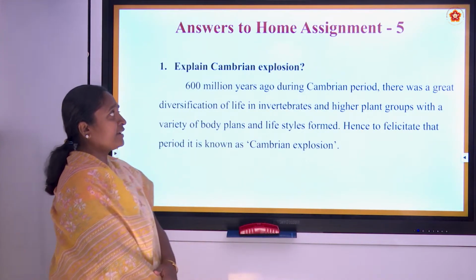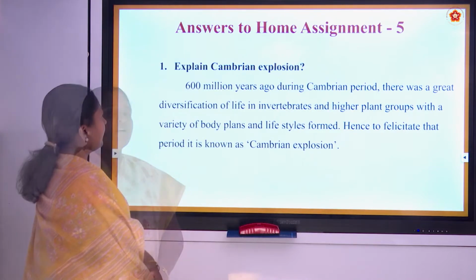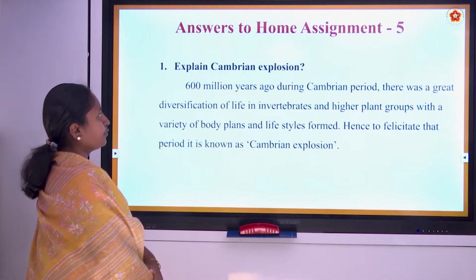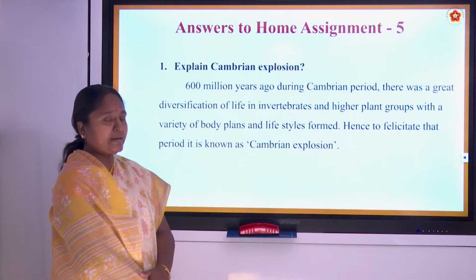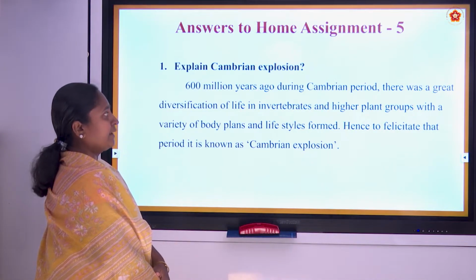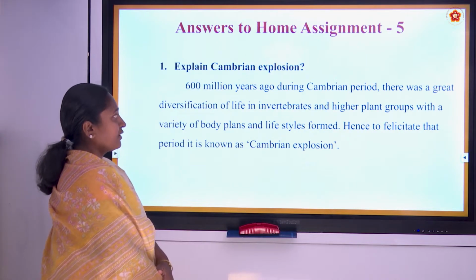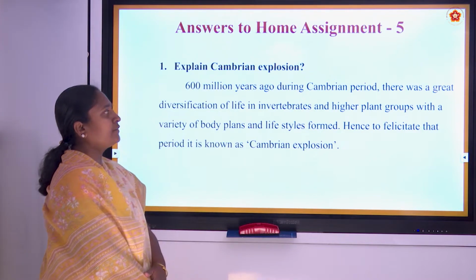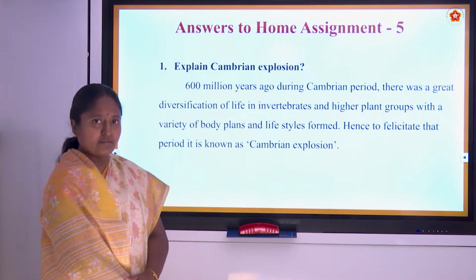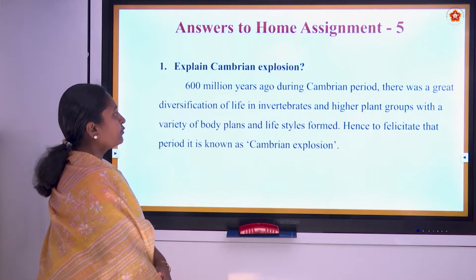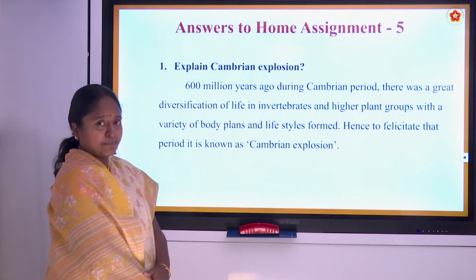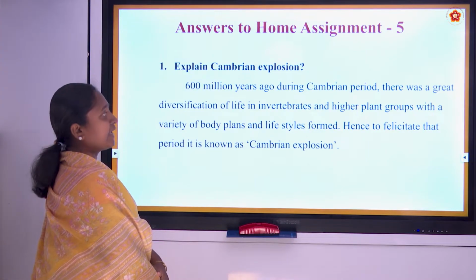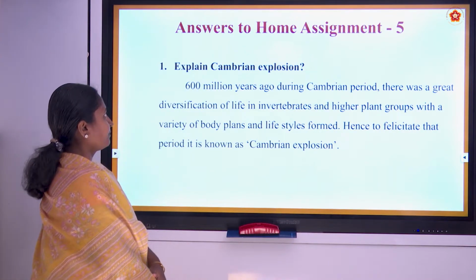Last time, I gave some home assignment to you. The first question asked was, explain Cambrian explosion. It happened 600 million years ago during the Cambrian period, in which invertebrate and higher plant groups diversified and evolved, and so many organisms were present, right? Hence, to give credit to that period, it is known as Cambrian explosion.